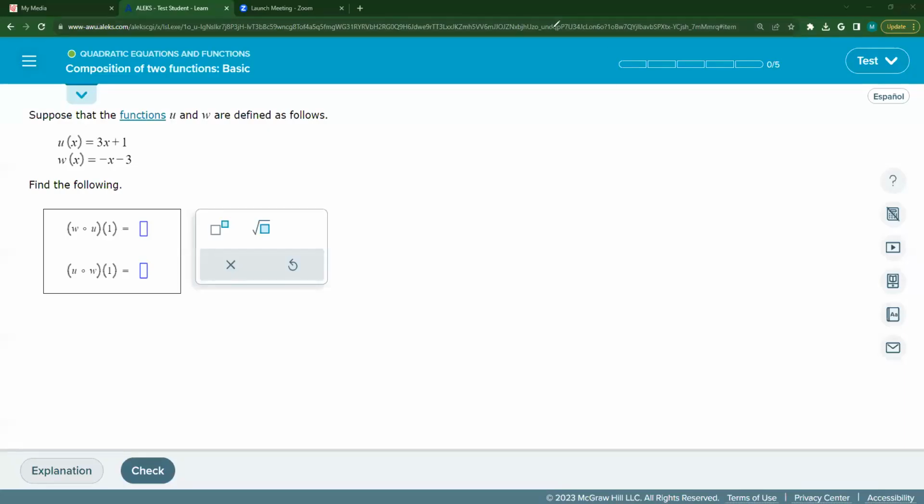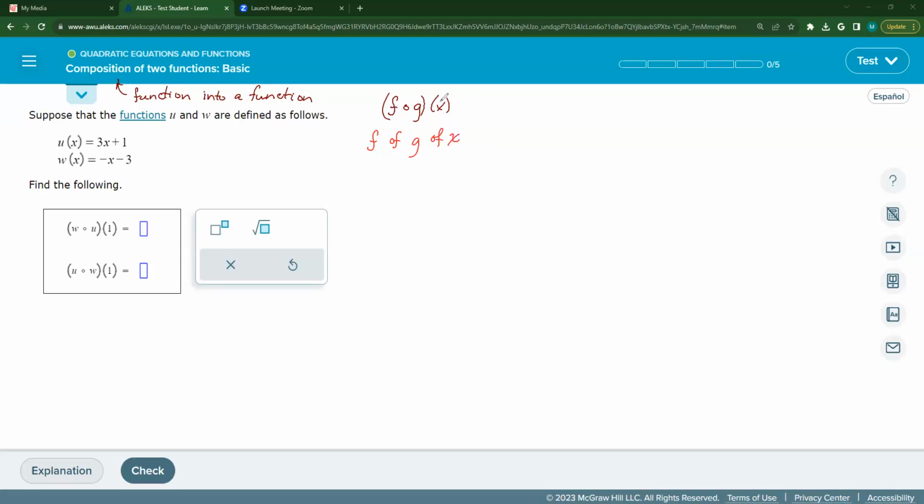Okay, so composition of two functions. Composition means a function and another function. One of the things that we have to remember is I'm just going to use F's and G's. So if I have F of G, this is red, and then it's the X. Okay, so this is red, F of G of X.